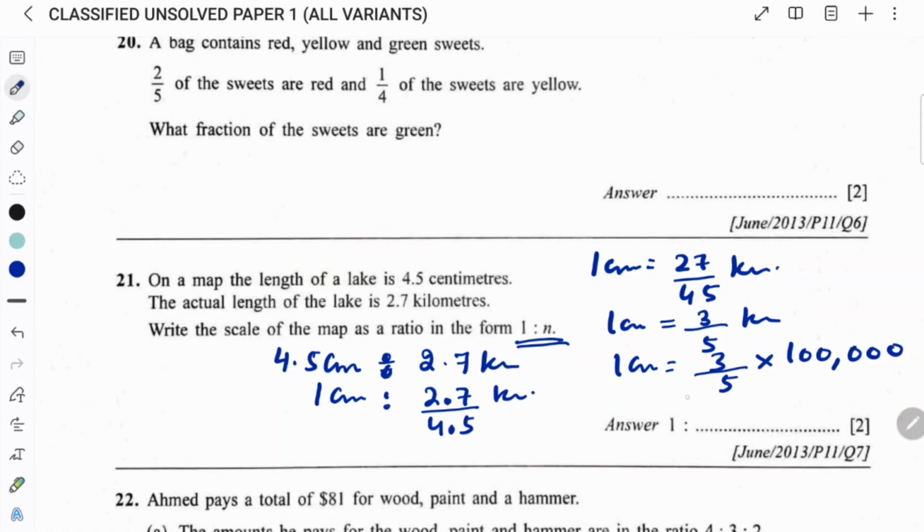Now 5 times 2 is 10, and 3 times 2 is 6, so that gives 20,000 over 60,000. So it means 1 is to 60,000 will become the ratio or representative fraction in this question.